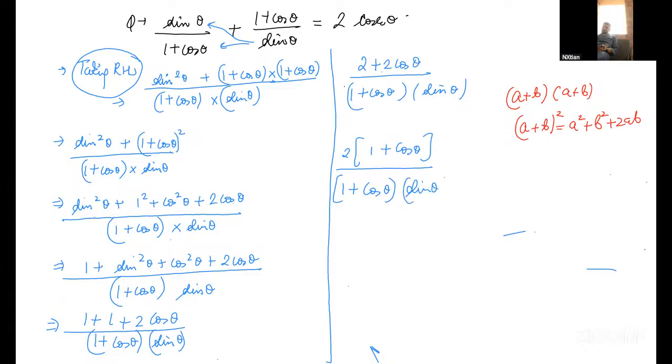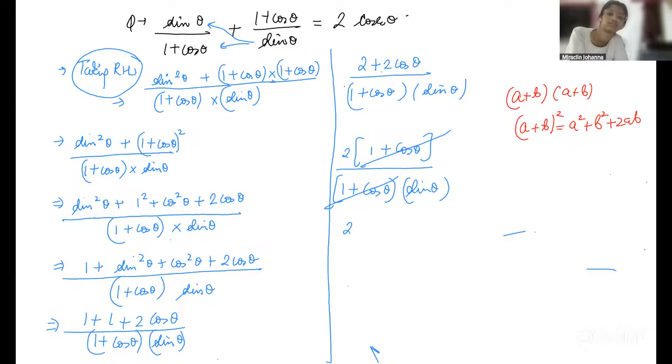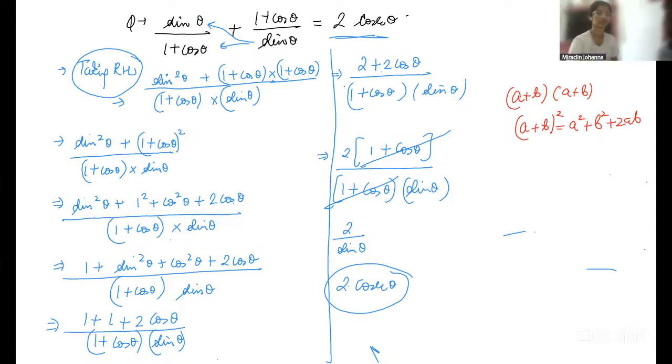Now 1 plus cos theta and 1 plus cos theta, can we cut it down? What is remaining behind? 2 upon sine theta. Now 1 upon sine theta is cosec theta. So it will become 2 cosec theta, and that only we had to get. We got the answer.